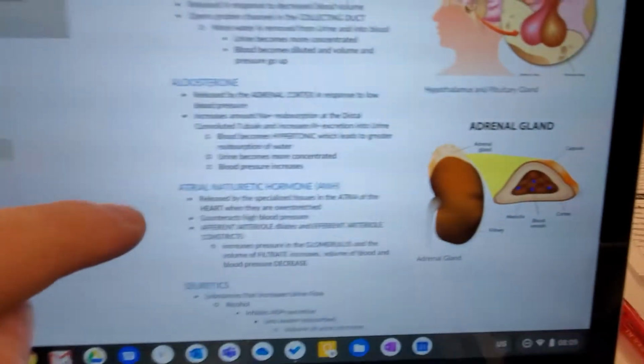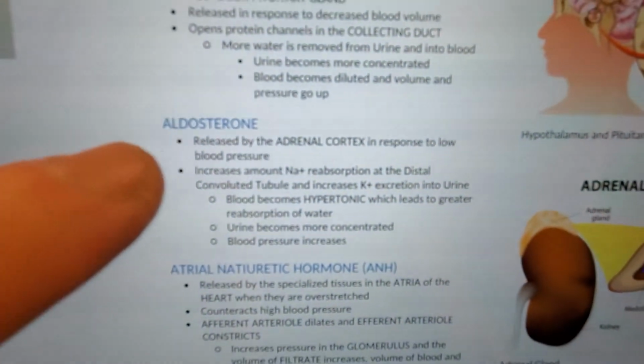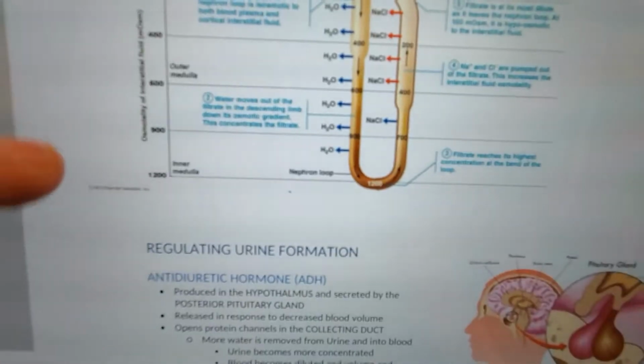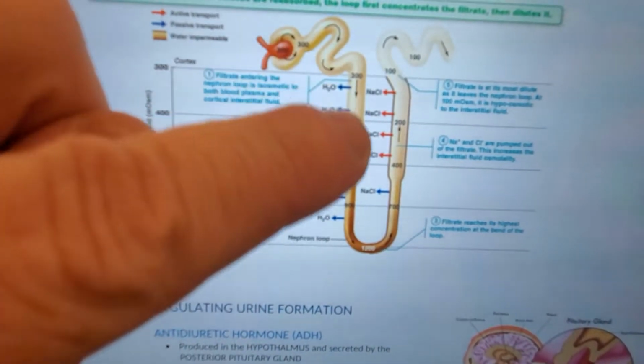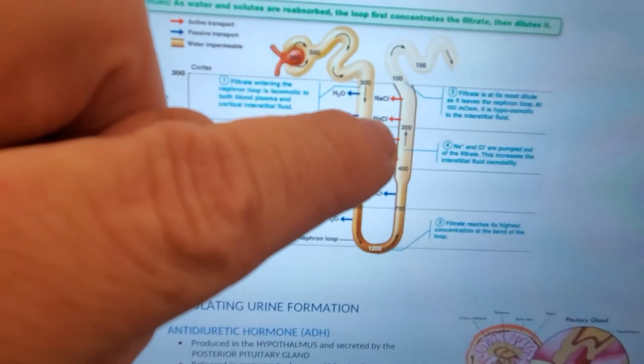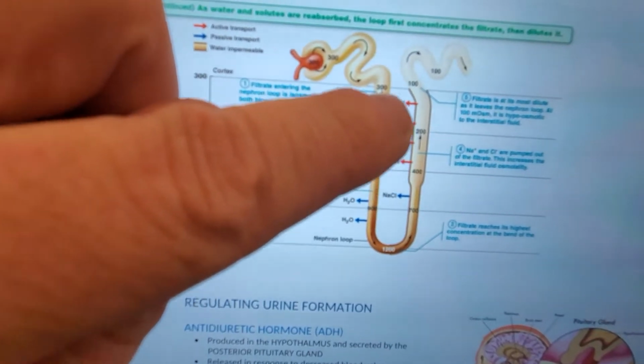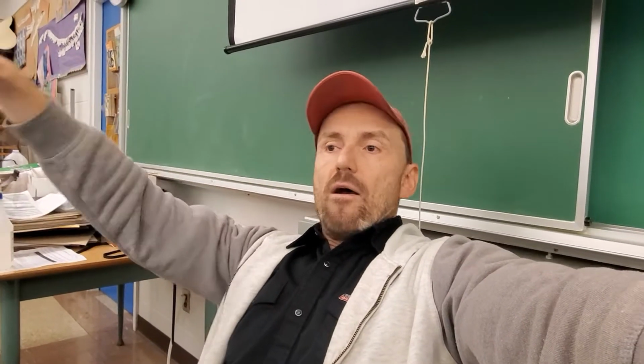Anyways, so what aldosterone does is it increases the amount of sodium reabsorption at the distal convoluted tubule. Basically what that means is here you're pulling in more sodium. This is a distal convoluted tubule, this is a loop of Henle, but here you're pulling more sodium out of the urine, and so what's happening is your blood is getting saltier. As a result, blood is saltier, it's hypertonic, water gets pulled out of the tissues into the blood.